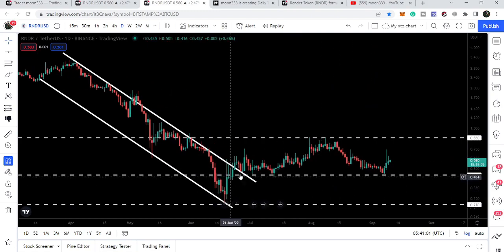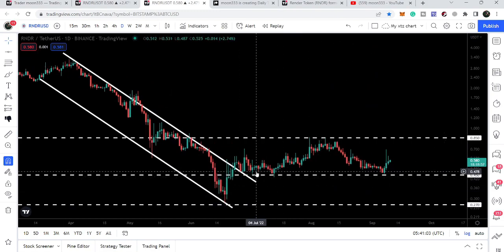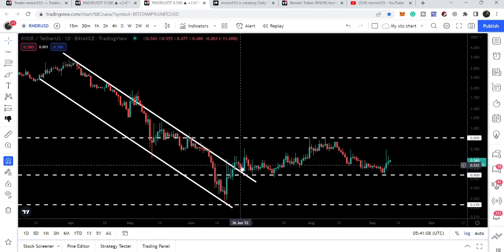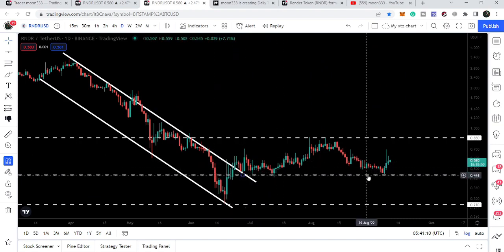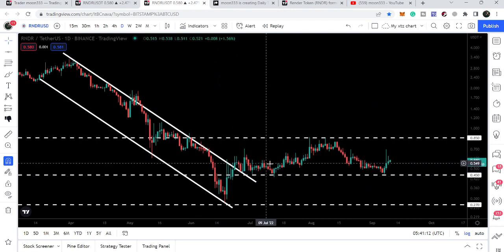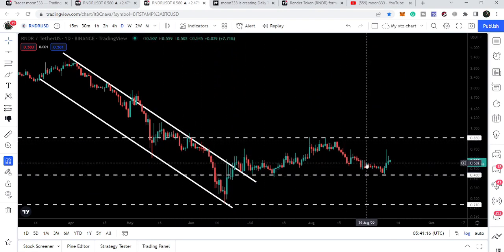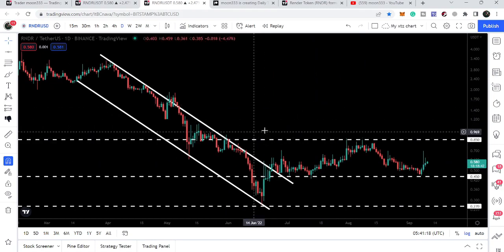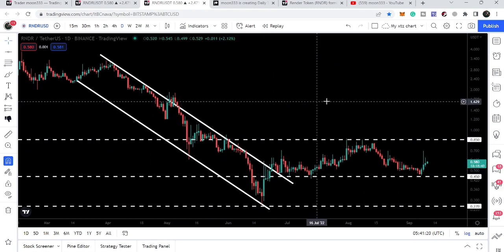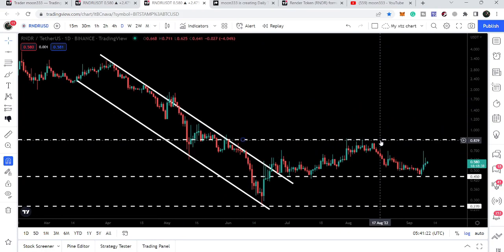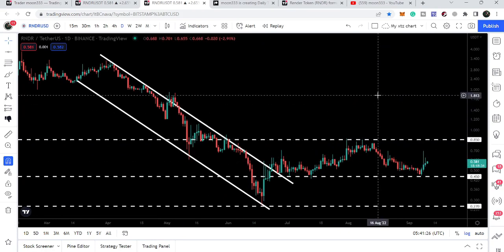Right now you can see this level of 45 cents is working as a very strong support for Render, and you can see several times we have tested this support but could not break it down, and this is our key resistance that we have at 85 cents. So right now we have broken out this resistance of the channel, and I'm expecting that once it will be able to break out this 85 cents resistance, then it can start the bigger move from here.